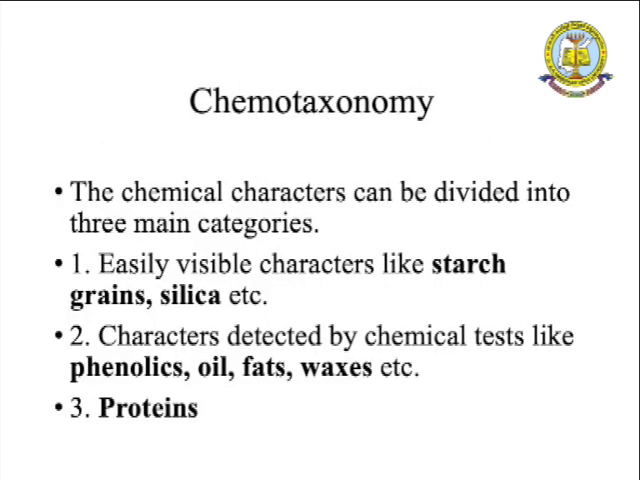What are the main categories? What are the main characters of the chemical taxonomy, or chemotaxonomy? Easily visible characters like starch grains and silica. For example, silica, especially in the Chara family: the genus Chara belongs to the Chlorophyceae. The main cell component is the cell wall, which is made of silicon dioxide. This is one of the characters of chemotaxonomy related to identification, especially of the Chara families. The Characeae family also contains silica, which gives a rough nature.